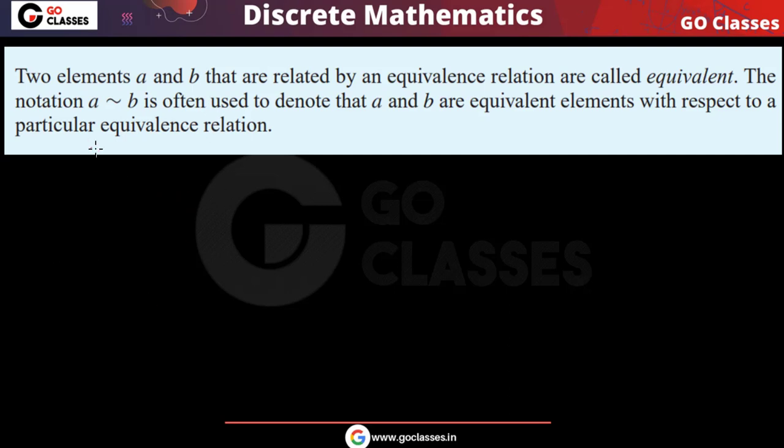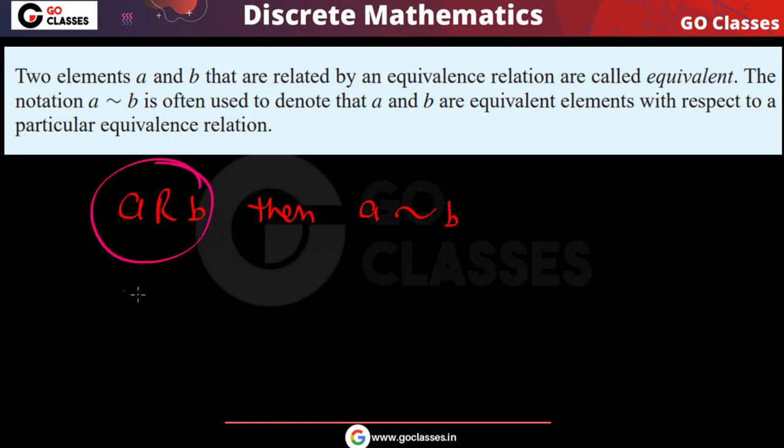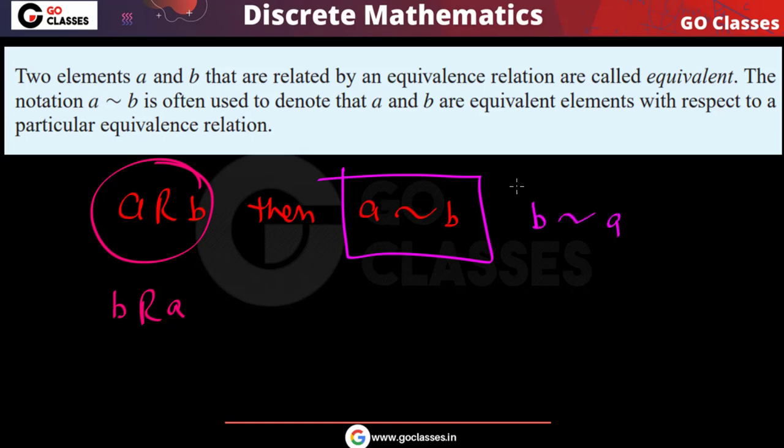Now the next terminology in equivalence relations. Remember, equivalence relations are very, very important. In an equivalence relation, if A is related to B, then we say that A and B are equivalent. Remember this equivalence relation is symmetric. So if A is related to B, then automatically B is related to A. If this happens, then definitely that will happen because the equivalence relation is symmetric. So we will say A is equivalent to B, or I can say B is equivalent to A, because the equivalence relation is symmetric.